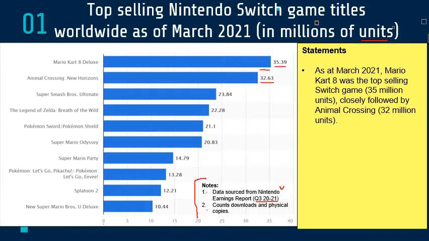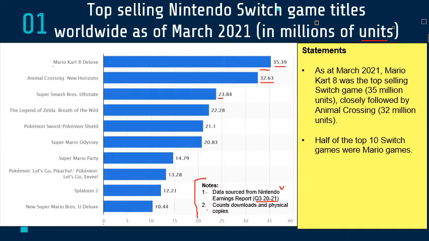And our next closest game is Super Smash Brothers. That's down at 23 million. So I think it's fair to say it's relatively closely followed by Animal Crossing. Another statement I can say is half of the top 10 Switch games were Mario games.